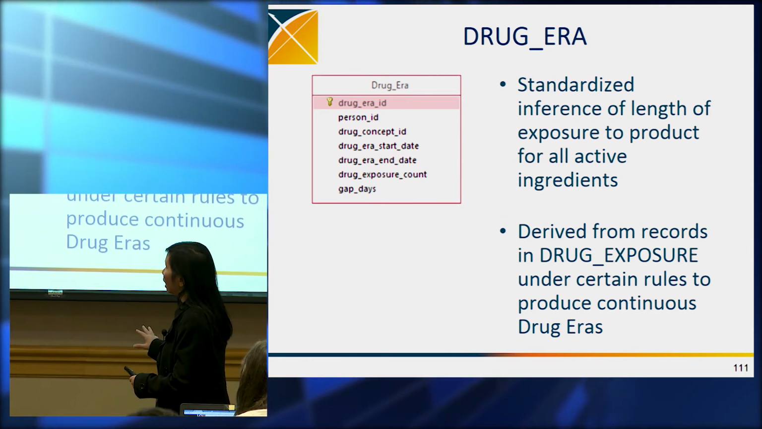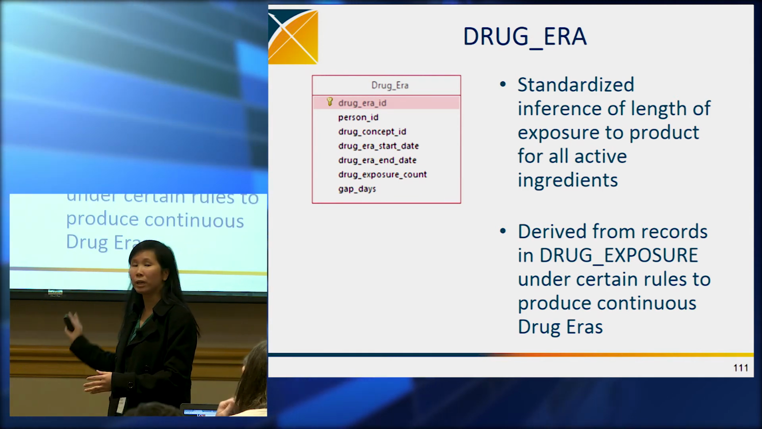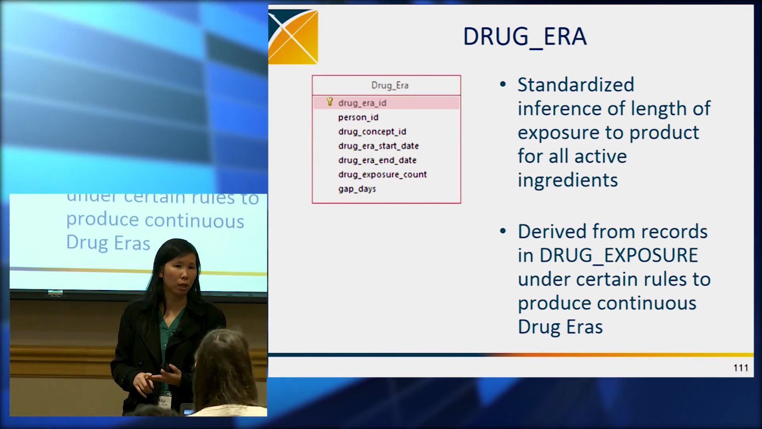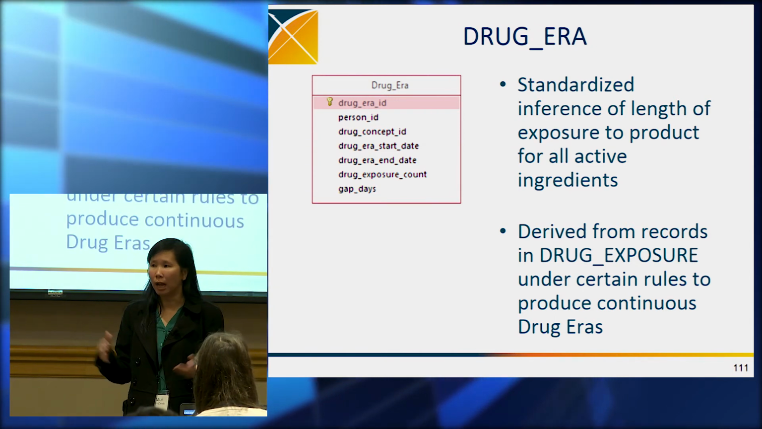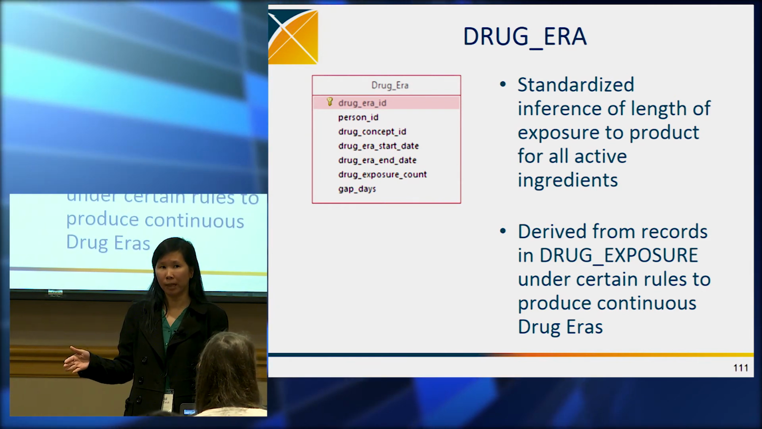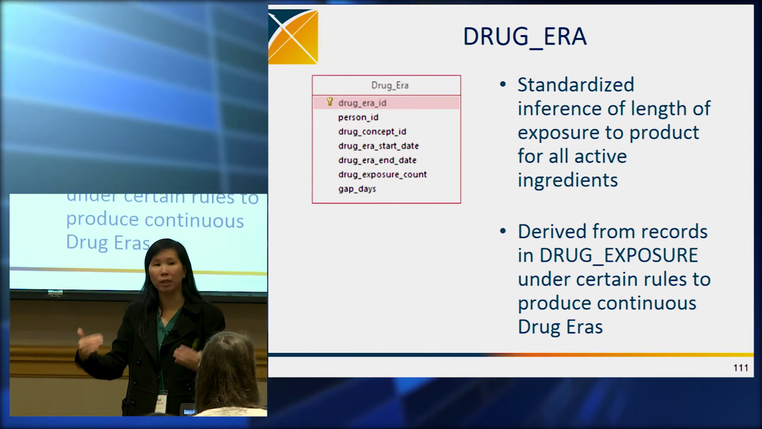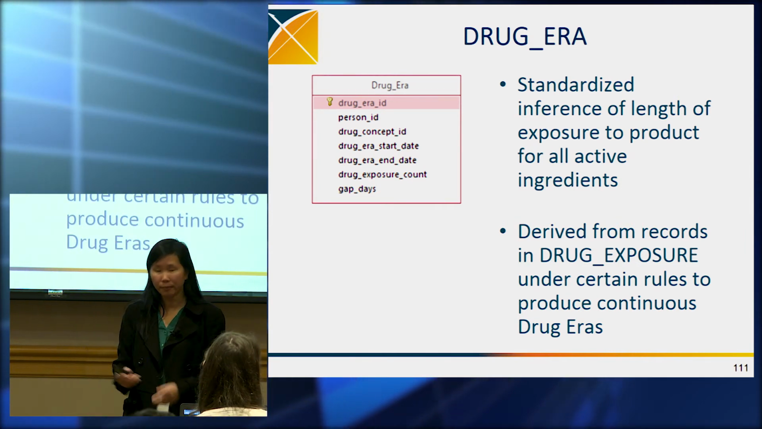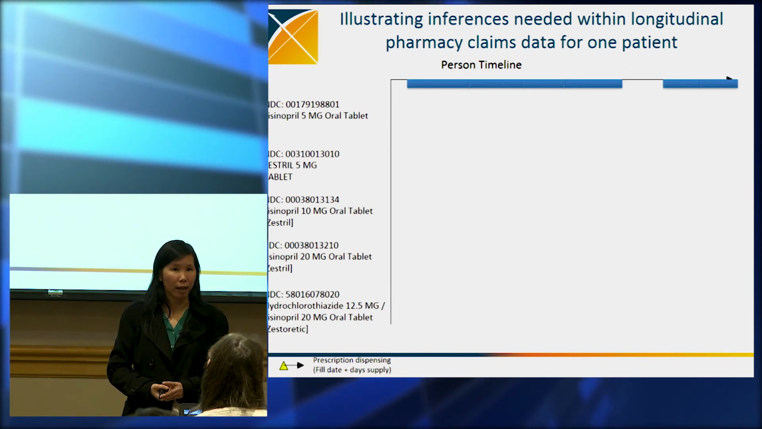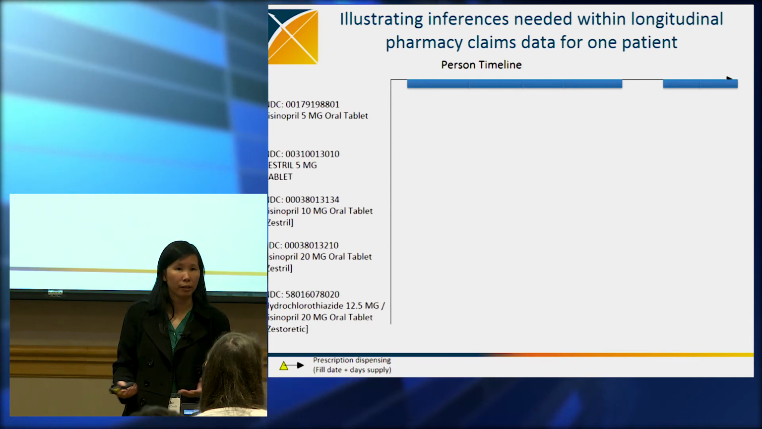But one thing that's very important about the drug era is we go at the ingredient level. We do not go down to the product, the form, the strength level. An era is how long a person was on that ingredient. And for that ingredient, you can have multiple eras because they could have stopped it and then gone back on. Okay, so how do we calculate drug era? And why did we end up picking this methodology over any other methodology?